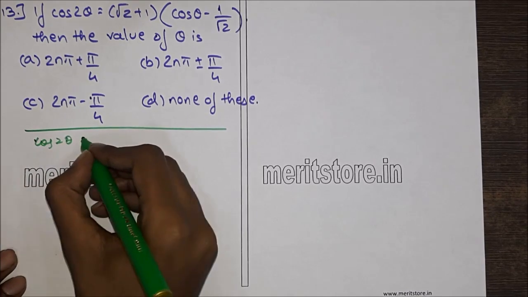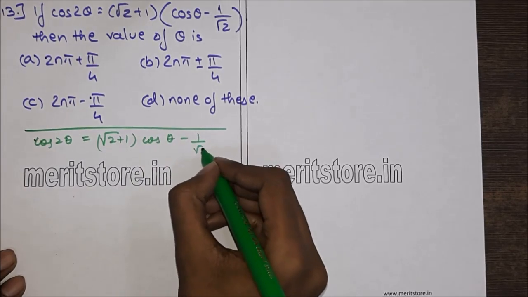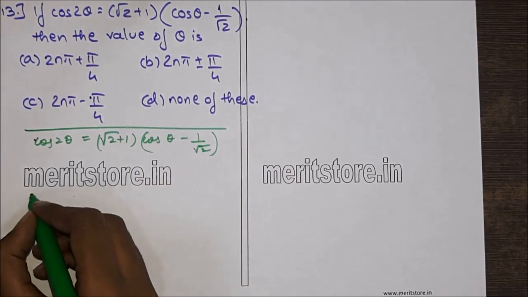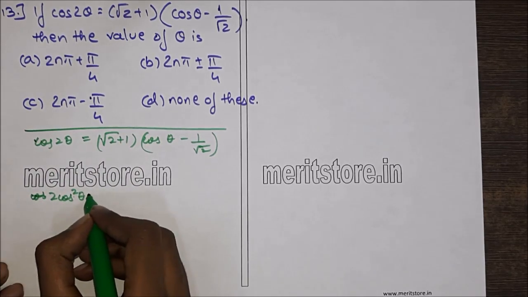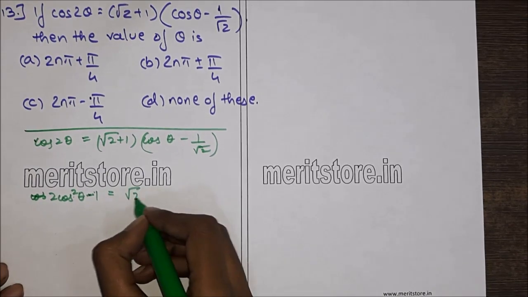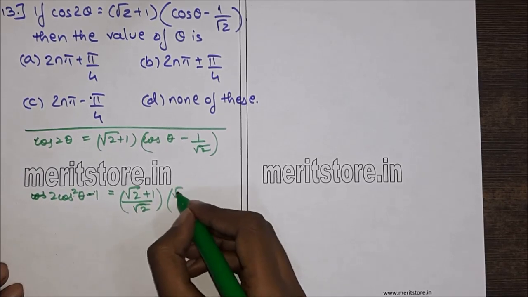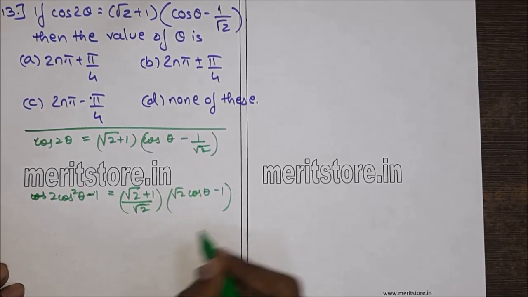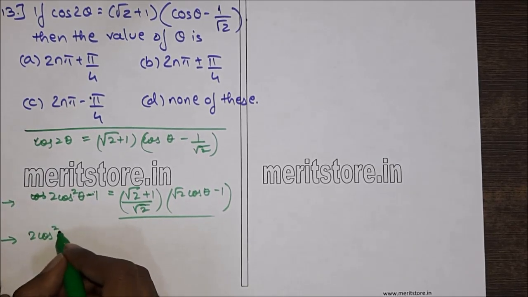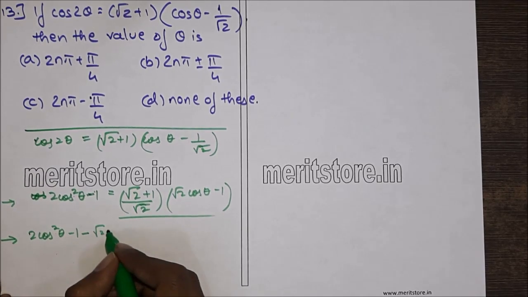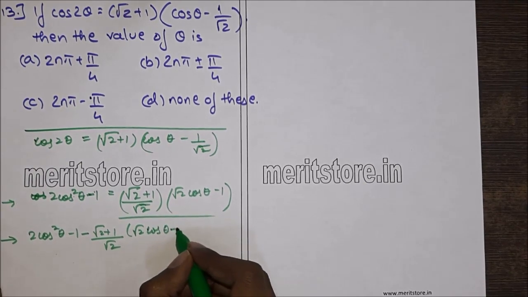So cos 2 theta is root 2 plus 1 into cos theta minus 1 by root 2. Now we take 1 by root 2 common here in LHS, and cos 2 theta can be written as 2 cos square theta minus 1. So this is taking 1 by root 2 common, into root 2 cos theta minus 1. We take this term to the LHS, we get 2 cos square theta minus 1 minus root 2 plus 1 upon root 2 into root 2 cos theta minus 1.